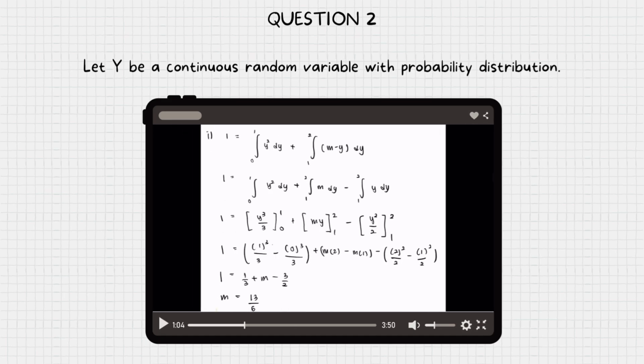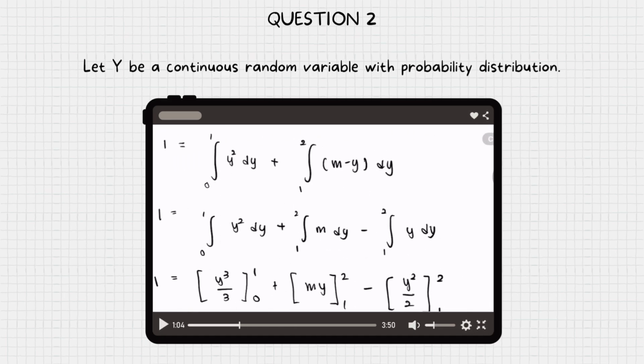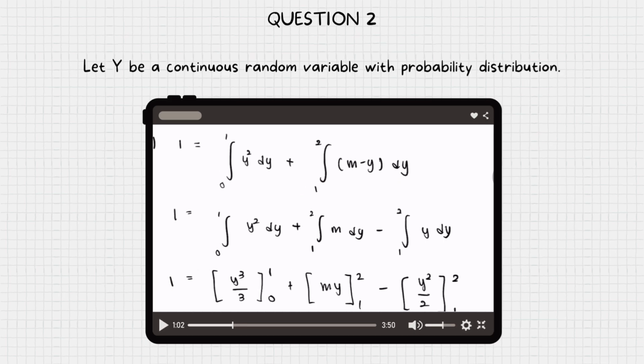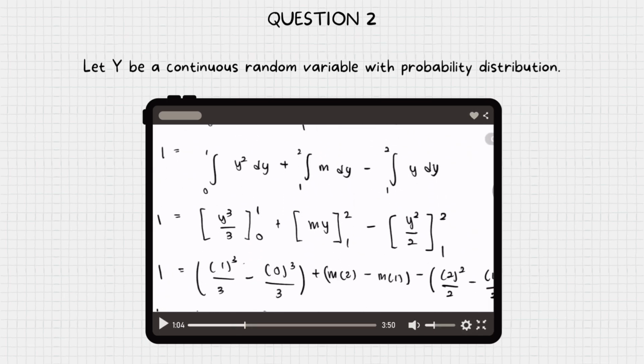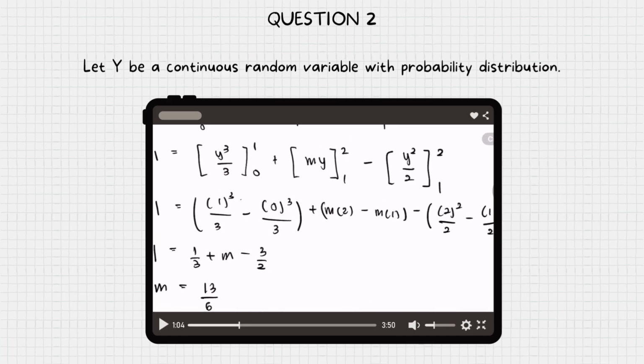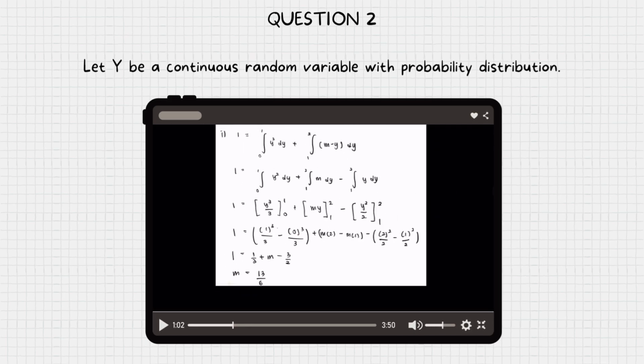As you know, all the probability must equal 1. So if you want to find m, we have to integrate these two functions. The first function is y squared from 0 to 1, and the second is m minus y from 1 to 2. After we integrate all this, we get m equal to 13 over 6.